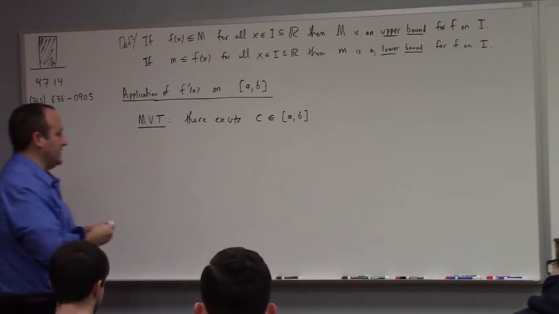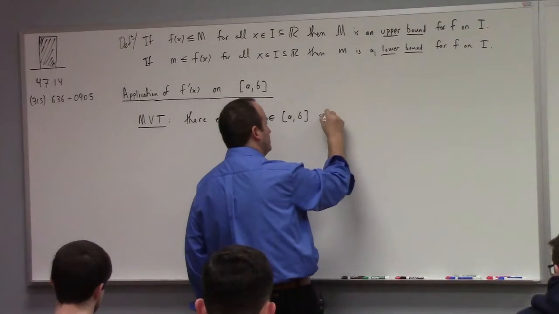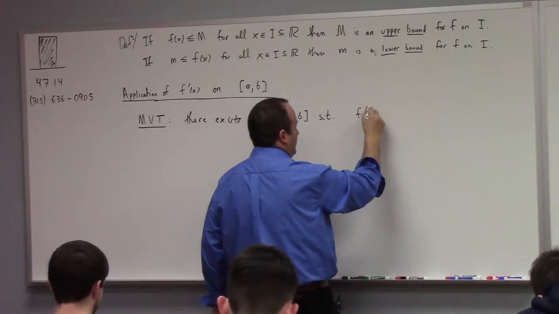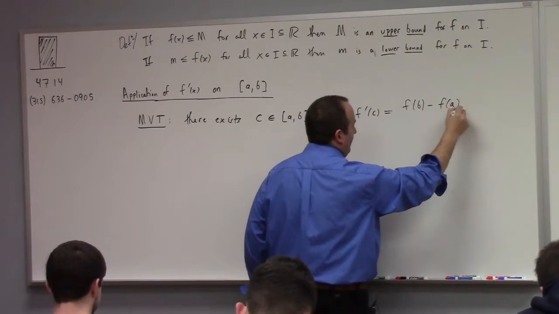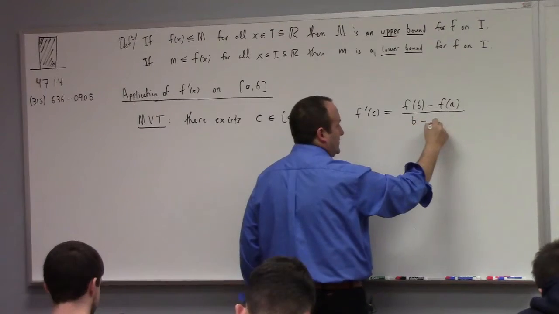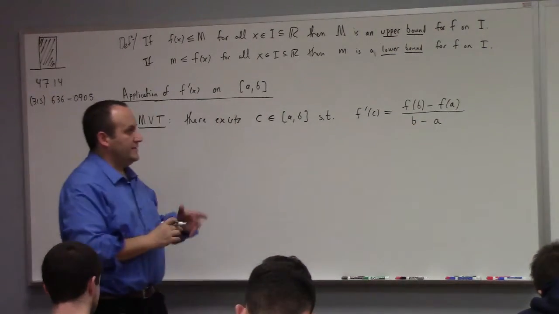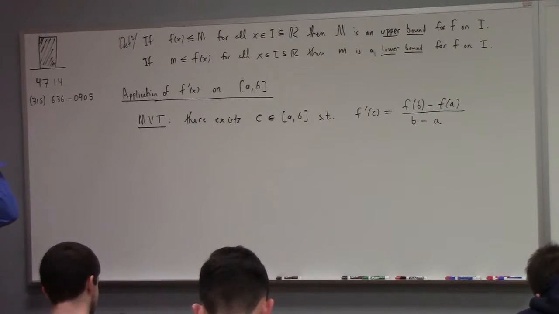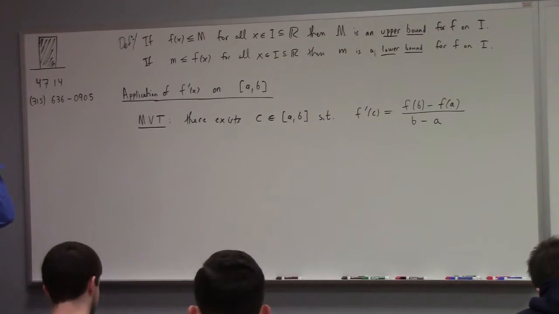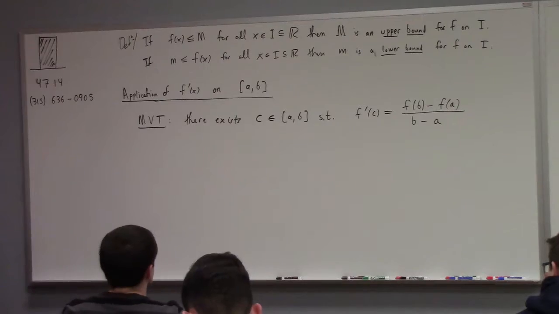So let me just write it down. There exists c such that what? f prime of c is f of b minus f of a over b minus a. So on the right-hand side, that would be the slope of the secant line connecting x equals a and x equals b on the graph y equals f of x. And of course, f prime of c is the slope, right?